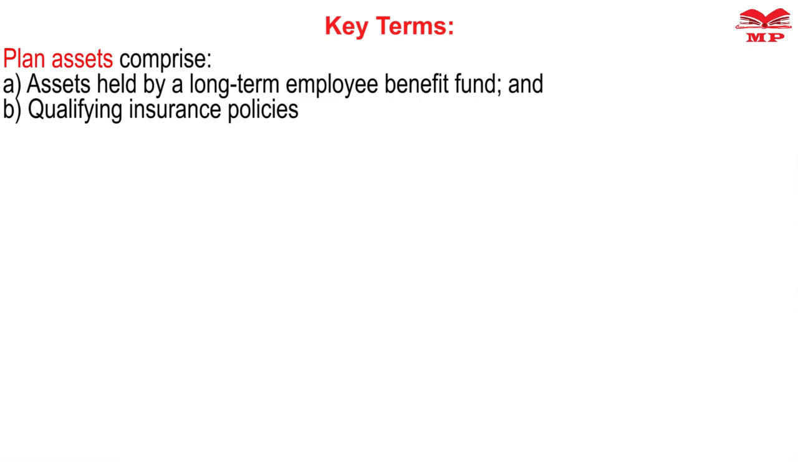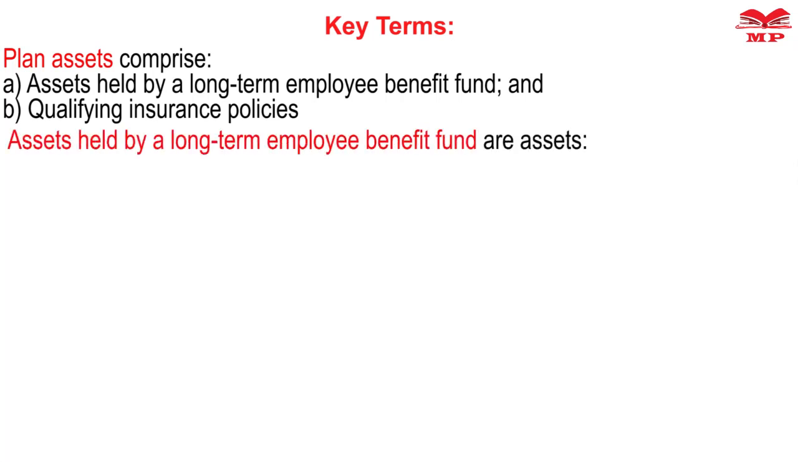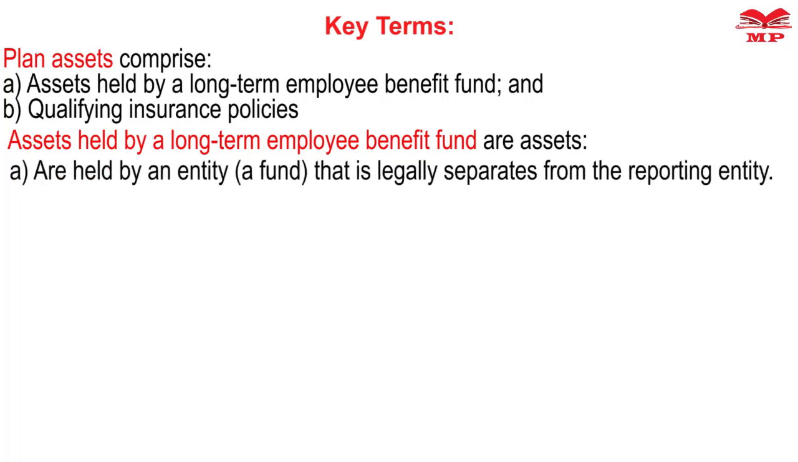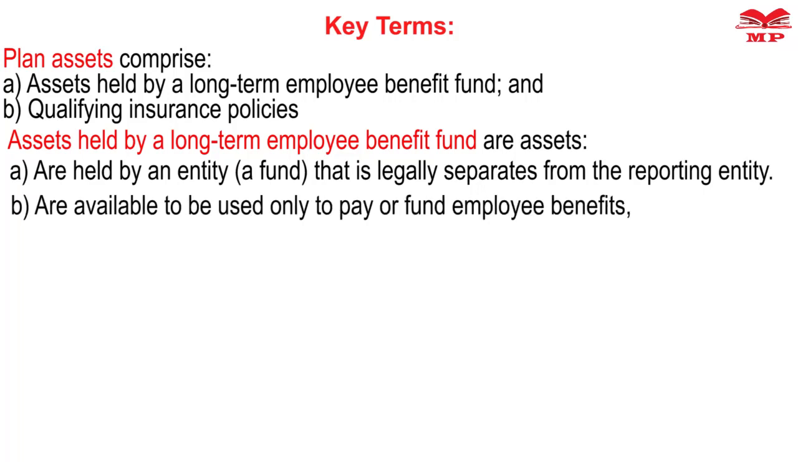We have the plan assets. Plan assets, friends, comprise assets held by a long-term employee benefit fund and qualifying insurance policies. Assets held by a long-term employee benefit fund are assets that are held by an entity that is legally separate from the reporting entity, and are available to be used only to pay or fund employee benefits.